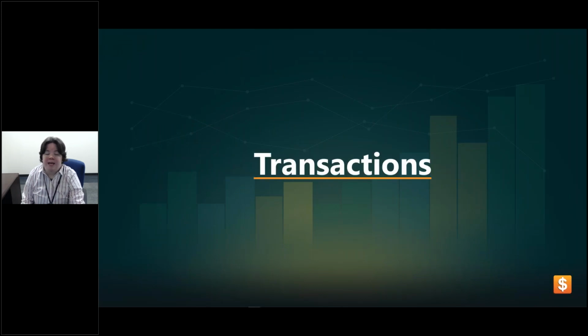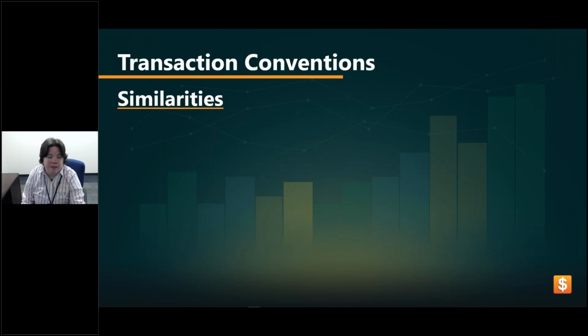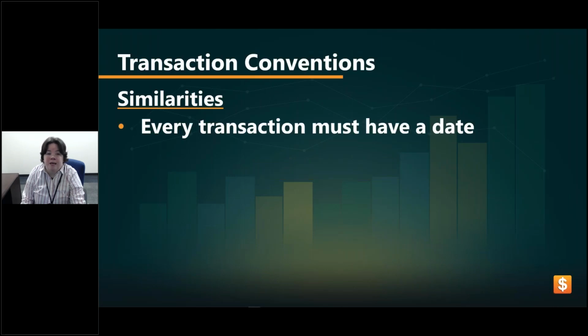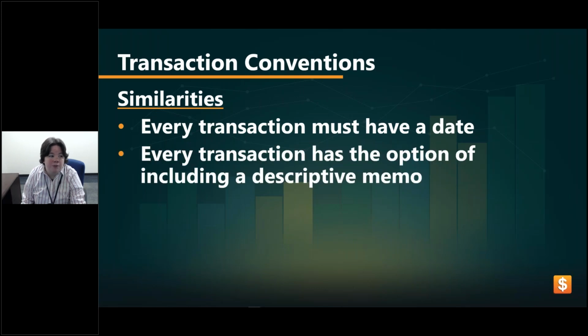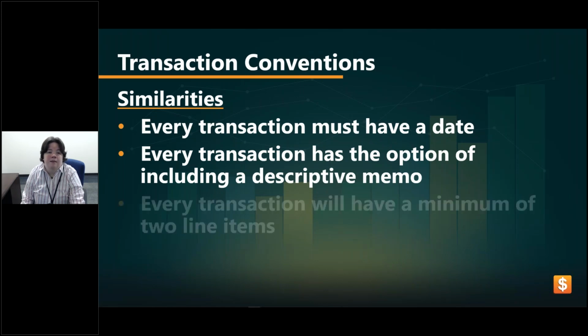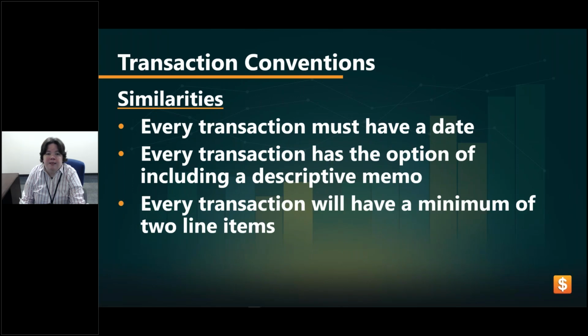As an introduction for these transactions, there are a few conventions to keep in mind, some similarities. Every transaction in the ledger software has to have a date so that it can be placed within its correct fiscal year, naturally. They also have the option to include a descriptive memo, if you need a little extra information. They will have a minimum of 2 line items, one for credit and one for debit, just to make sure.